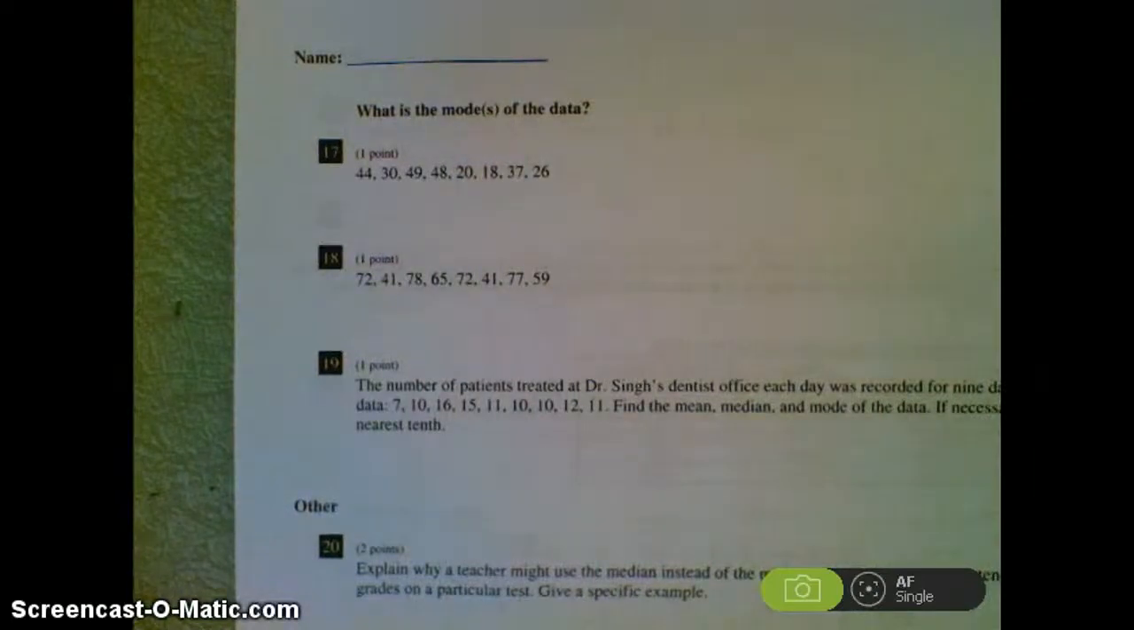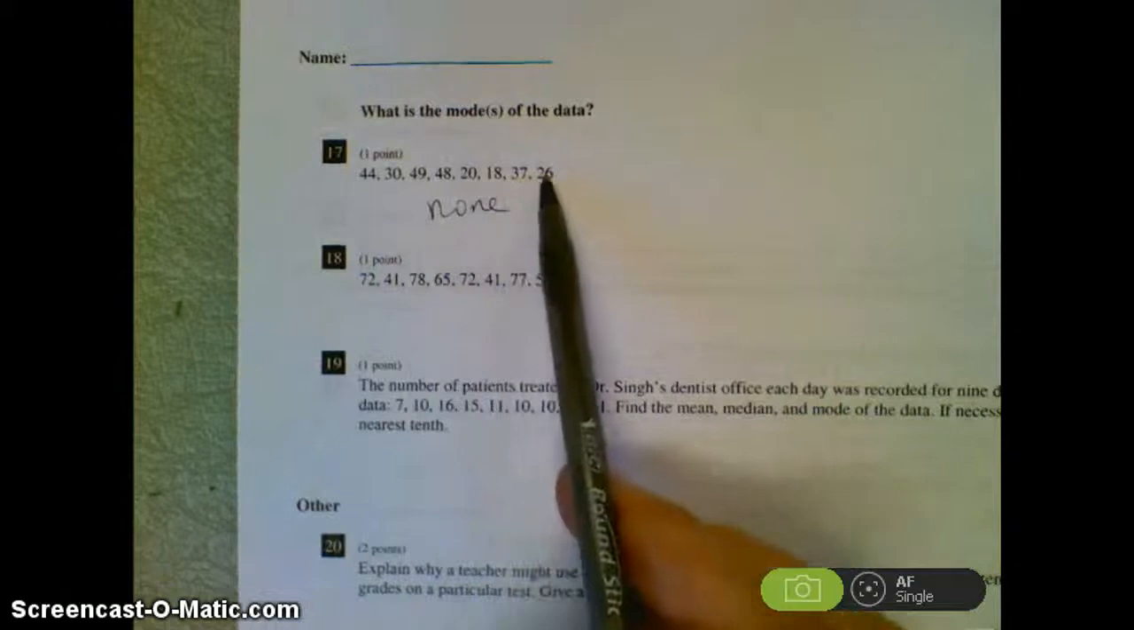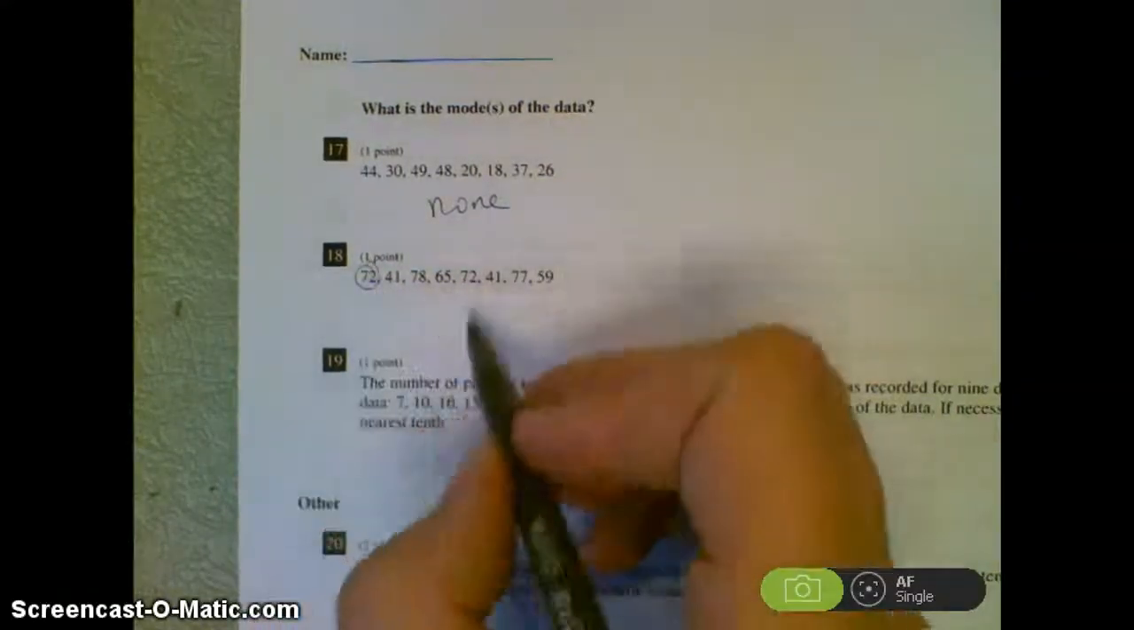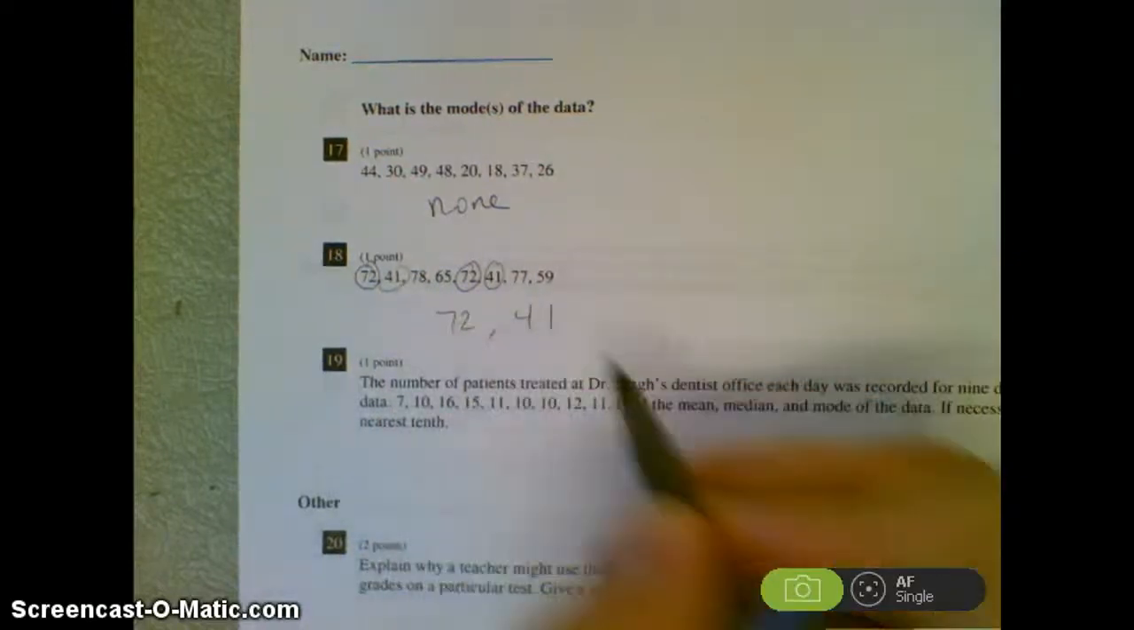There is no mode, none, because no value shows up any more than once. In number 18, we actually have 2 modes. 72 and 41.